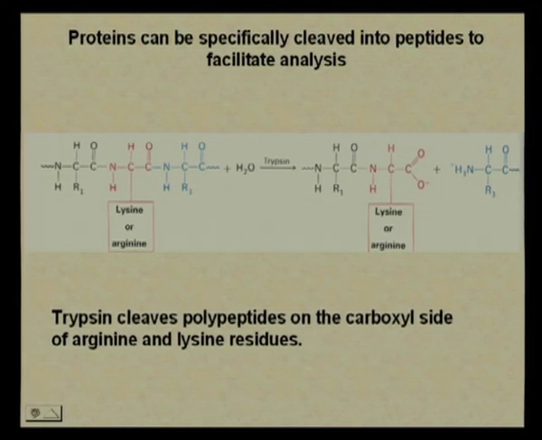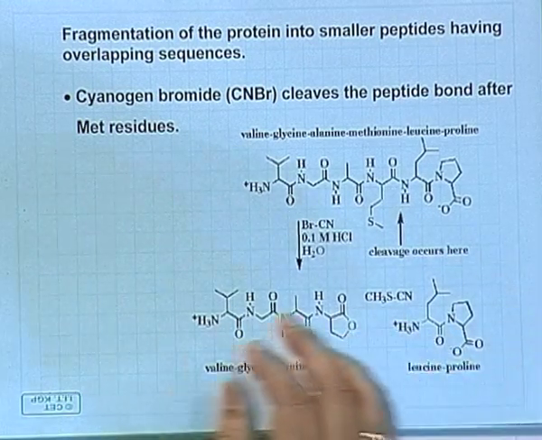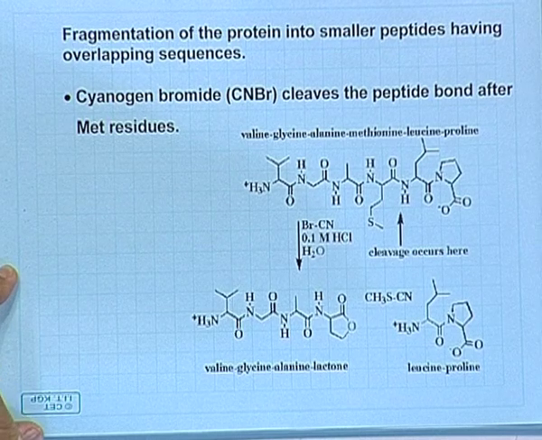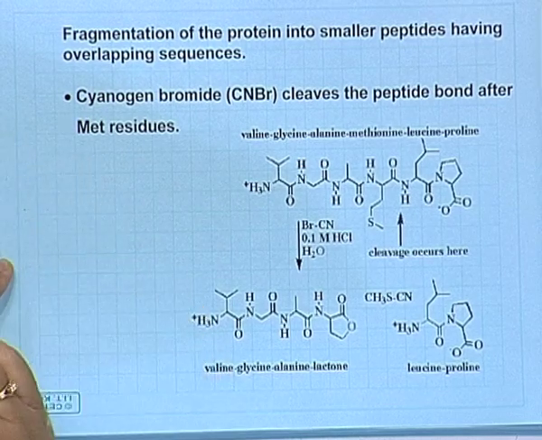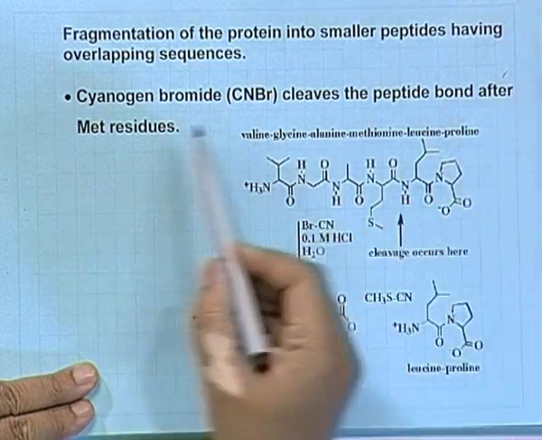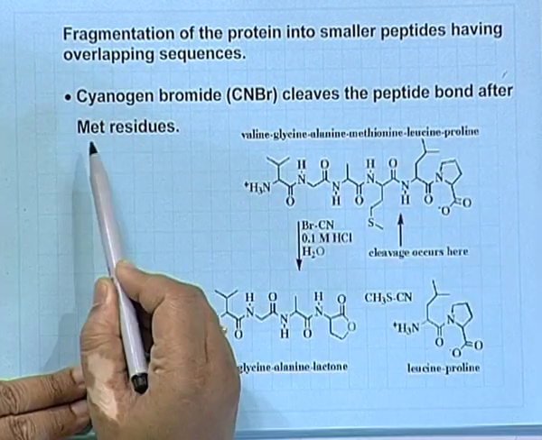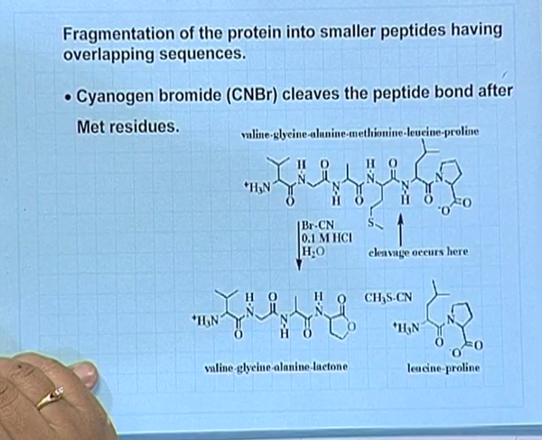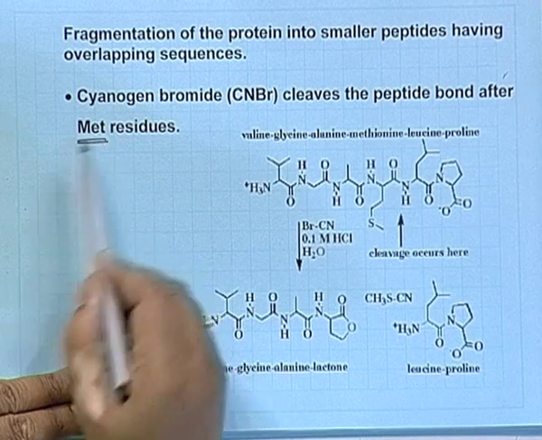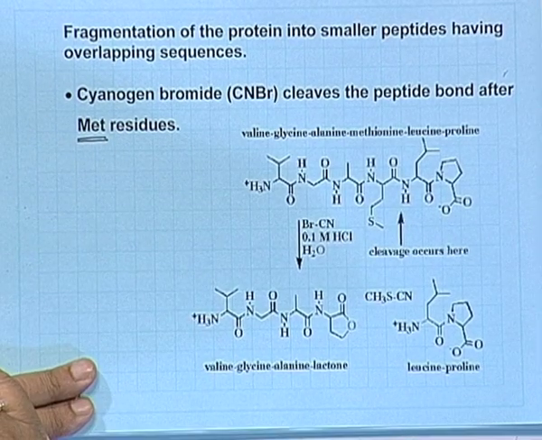Okay? So, what we can have is another type which I have printed out here, where we can figure out how we can actually form smaller peptides by overlapping sequences. What we can do is, this for example is cyanogen bromide. Now cyanogen bromide cleaves after methionine residues. Okay? So there are certain things that we have to remember. So we have cyanogen bromide that cleaves after a methionine residue.